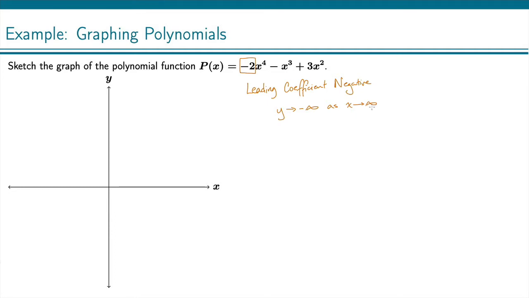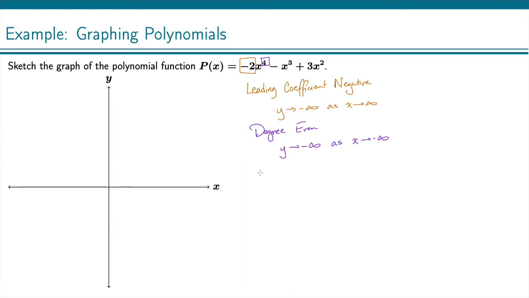The next thing we look at is our degree, and the degree here is 4. Okay, and that's an even number. And an even degree means that the left side does the same thing as the right side. So since the right side went down, the left side will also be going down. So y approaches negative infinity as x approaches negative infinity.